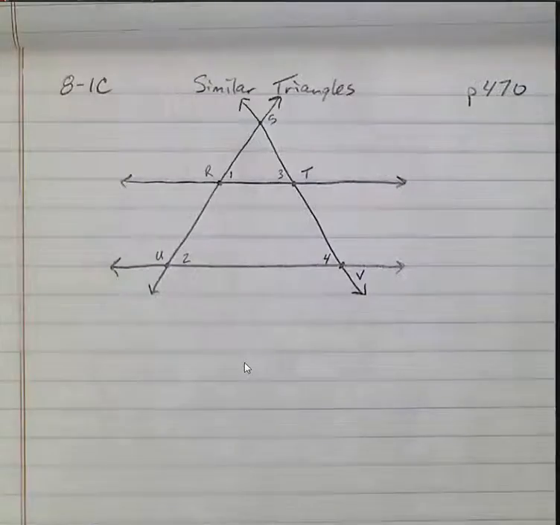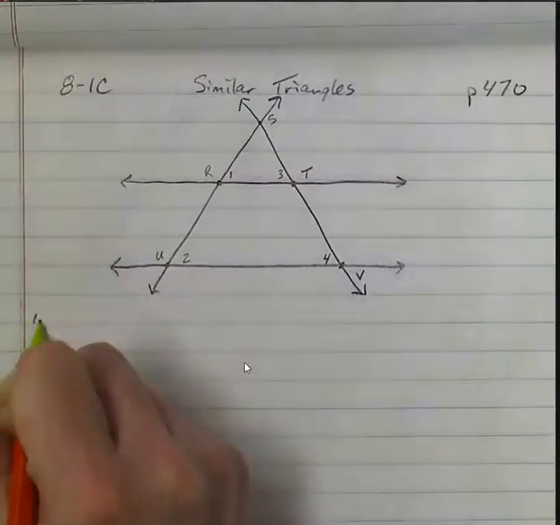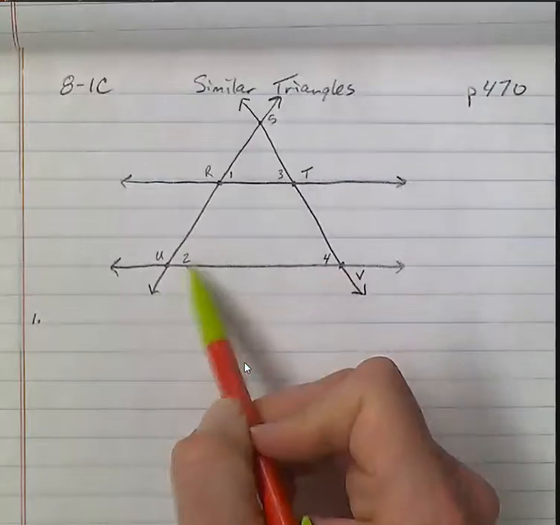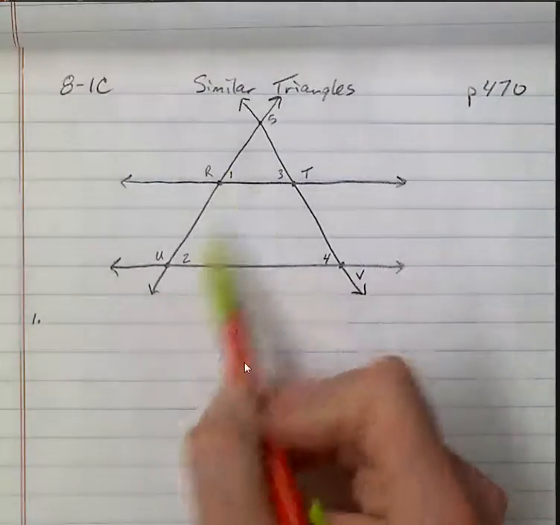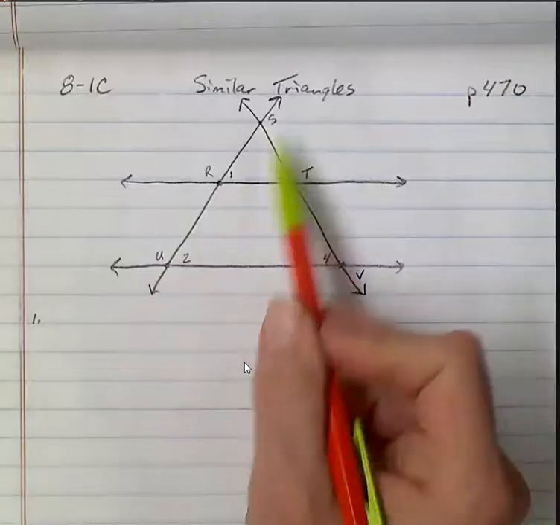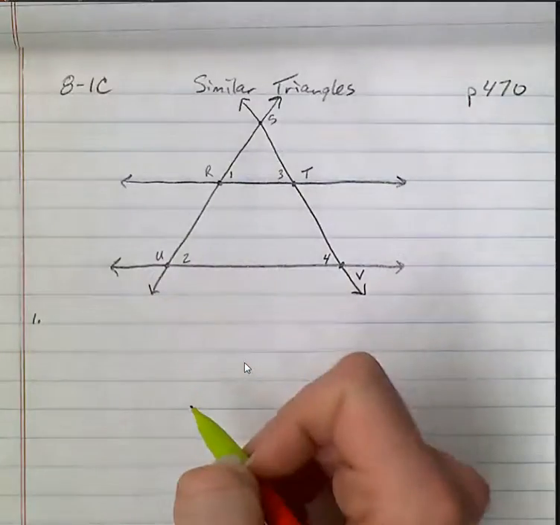So question 1 now asks, what do you know about angle 1 and 2? What type of angles are 1 and 2? We have two parallel lines with a transversal. What kind, Megan, are those?